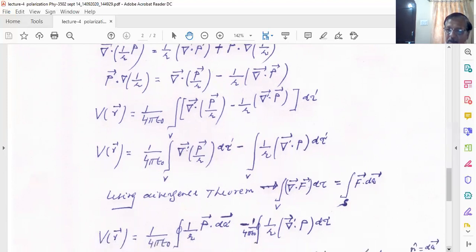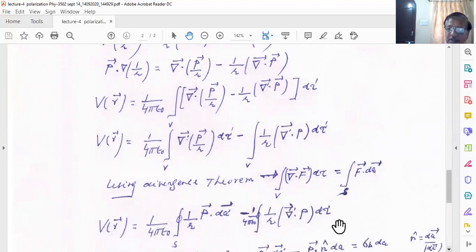But now we are talking about the source coordinate, and source coordinates are defined by prime notation. So I think this is P by r dot dA, where f is P by r. Instead of writing dA, I write dA prime because we are talking about the source coordinate. So I write down dA prime, right? Minus 1 upon 4 pi epsilon 0, and in this step I am writing 1 upon r, divergence of P, d tau.